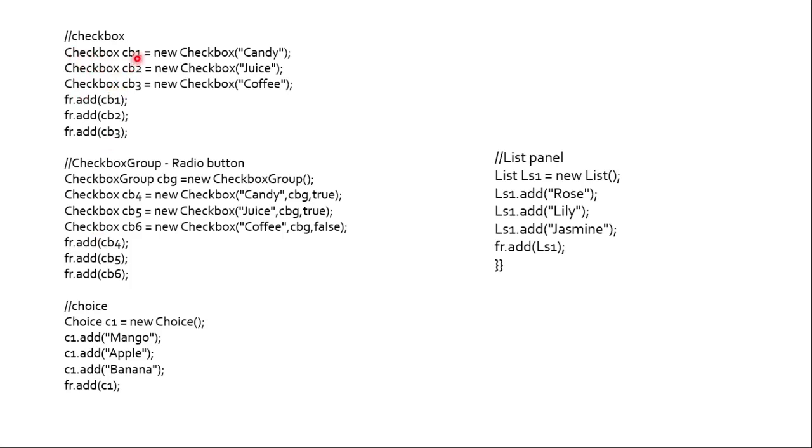The rest of the things are checkboxes. You see this, I have created 3 checkboxes, where Checkbox is the class name, and the references CB1, CB2 are given, and I'm going to display 3 checkboxes with these names: candy, juice, and coffee.